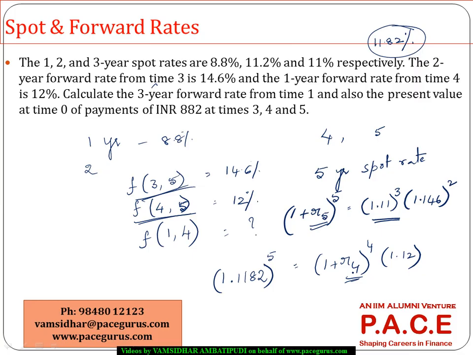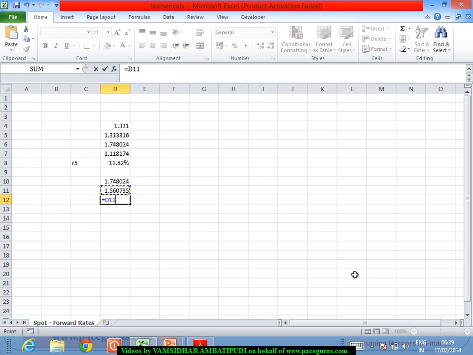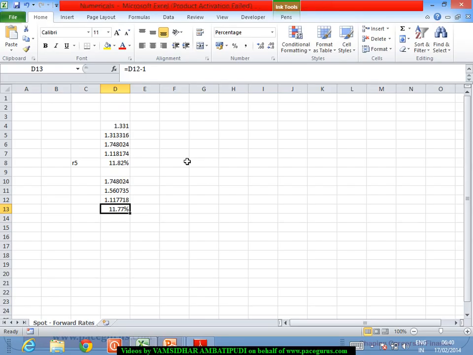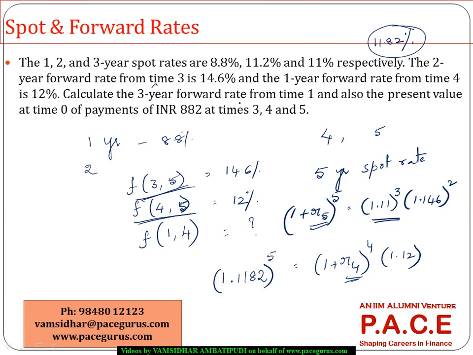This will give me 1 plus R4 to the power 4. So raise this to the power 1 by 4 to get 1 plus R4, and then subtract 1 from it to get R4. So my R4, which is the 4-year spot rate, is going to be 11.7%. The 5-year spot rate is 11.82%, and the 4-year spot rate is 11.77%.